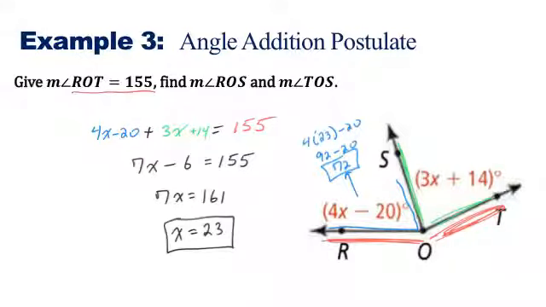For SOT, we have 3 times 23 plus 14. 3 times 23 is 69. So 69 plus 14, and we get 83. All right. Again, hopefully this makes sense, because when we add up the 72 and the 83, we get the entire measure of 155.